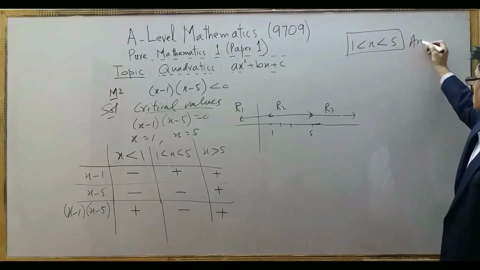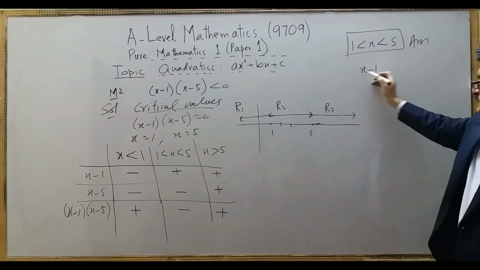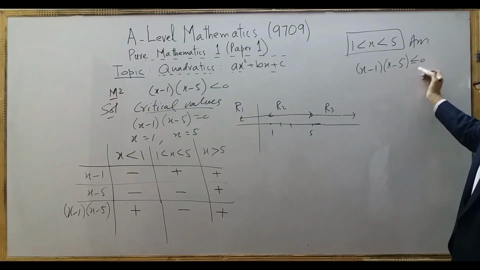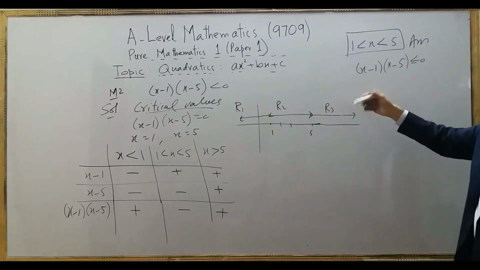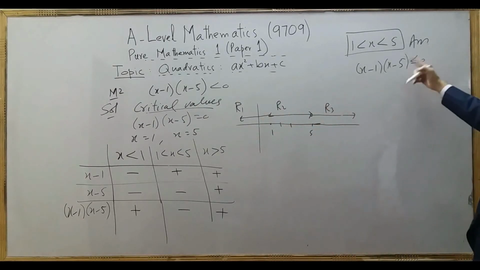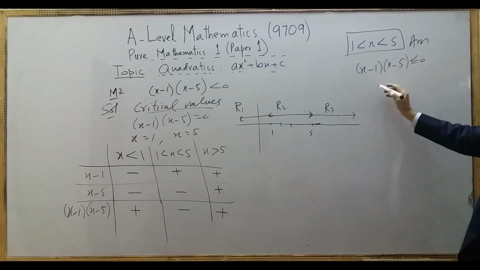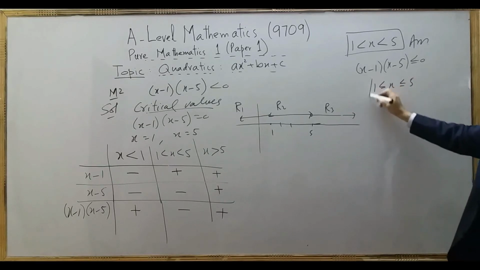This is your answer. Again, if the question is x minus 1 into x minus 5 less than or equal to 0, then it is 0 at 1 and 5, because this means you include those values which give you 0. So the solution will be 1 less than or equal to x less than or equal to 5.